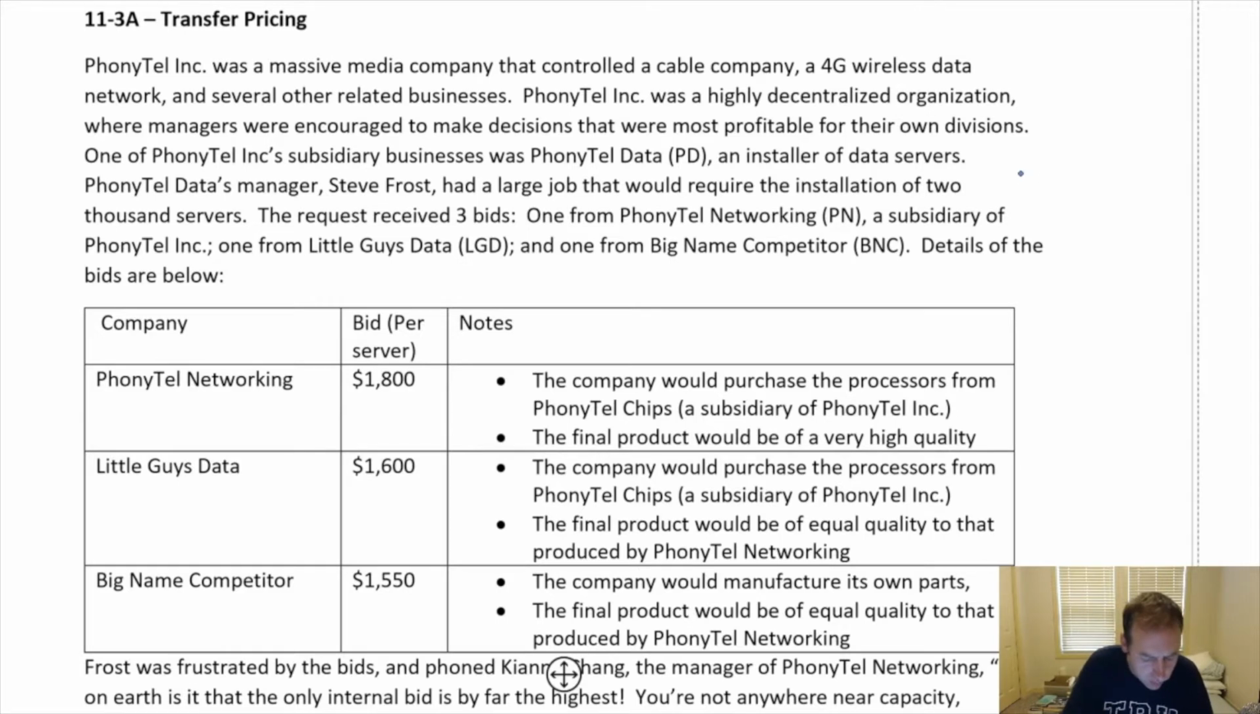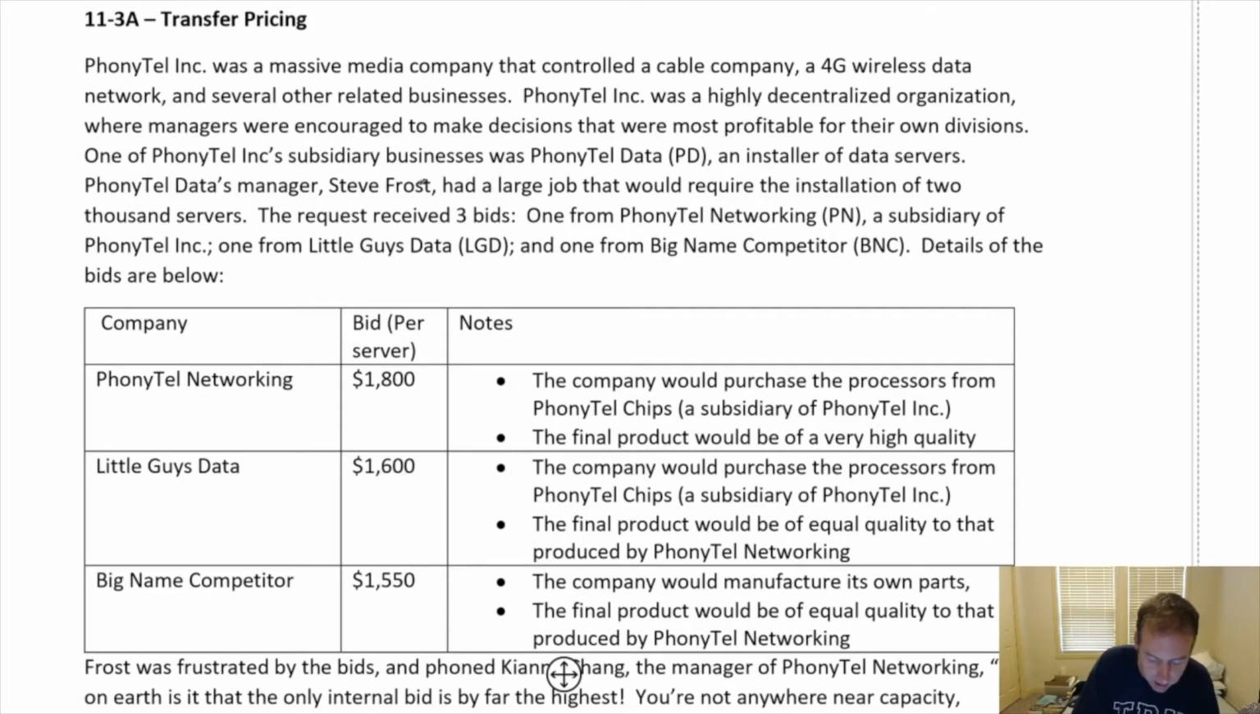So it says, Phonytail Inc. was a massive media company that controlled a cable company, a 4G wireless data network, and several other related businesses. Phonytail Inc. was a highly decentralized organization where managers were encouraged to make decisions that were most profitable for their own divisions. You often find a phrase like that. They talk about centralized versus decentralized, and we'll talk about that in our answer to this problem. But you often see that in transfer pricing problems because when they're decentralized, it creates a bit of a dilemma for management.